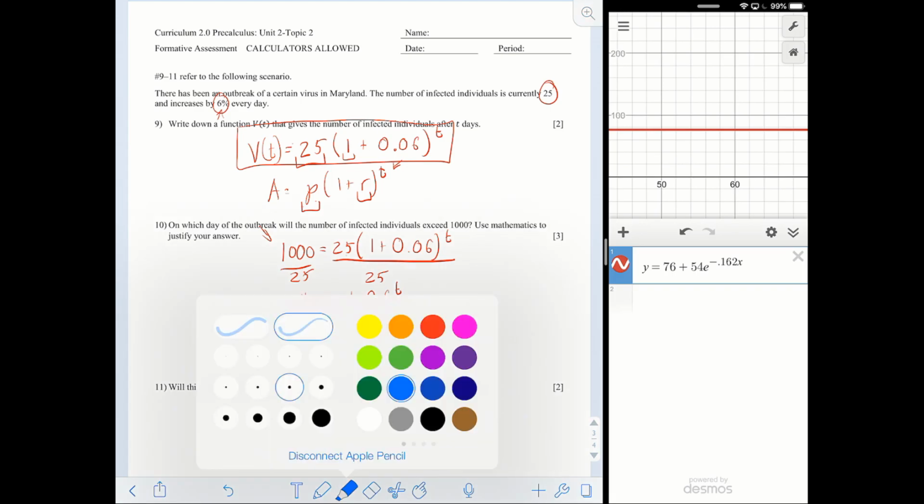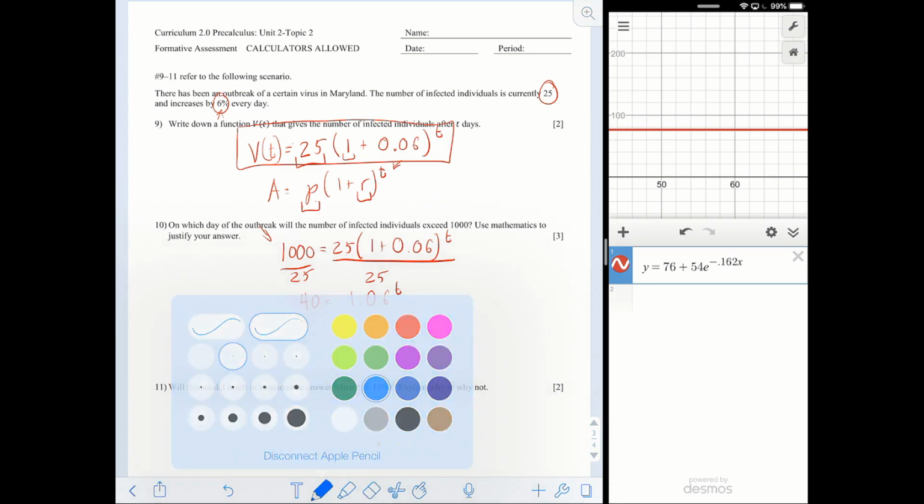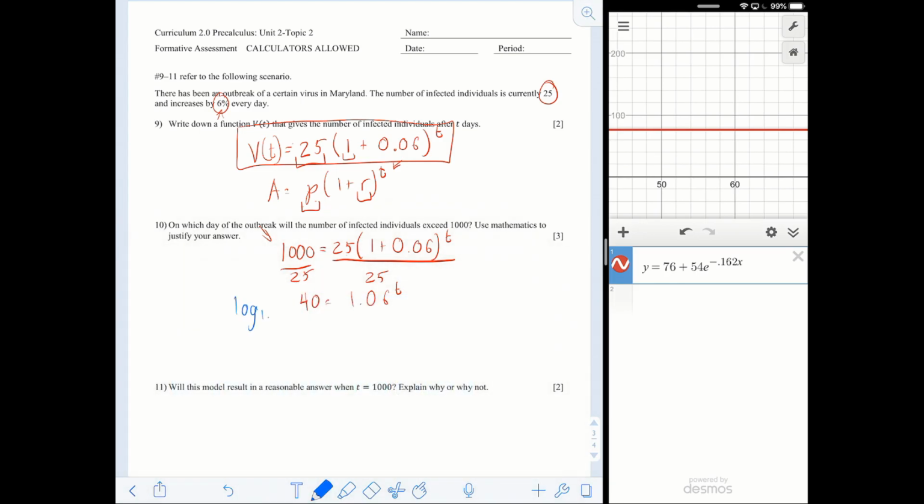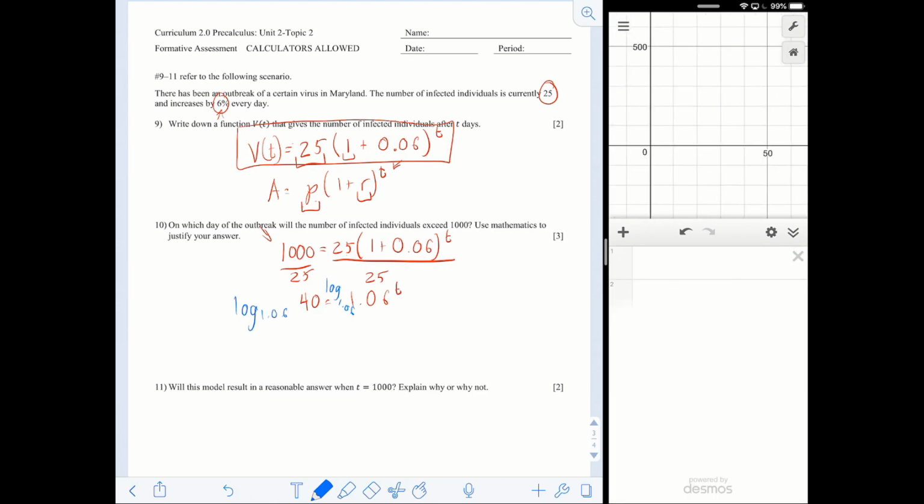Now to undo this 1.06, I'm going to use a log. So I'm going to do log base 1.06 to both sides, log base 1.06. And this is how you would do it mathematically, algebraically. Now if I'm doing it graphically, I'll show you what that looks like in a second.